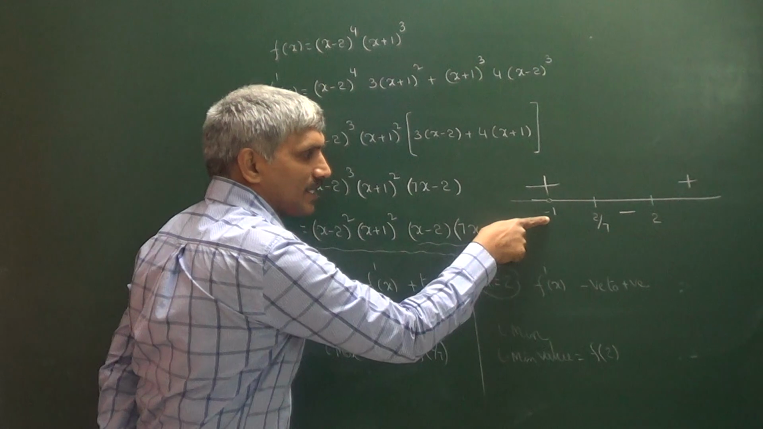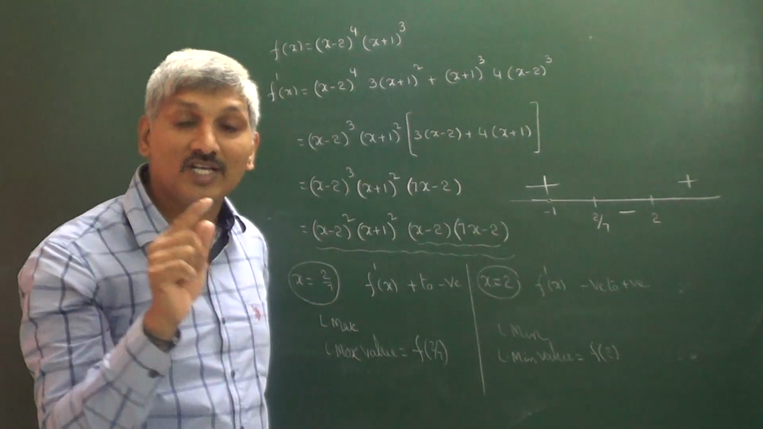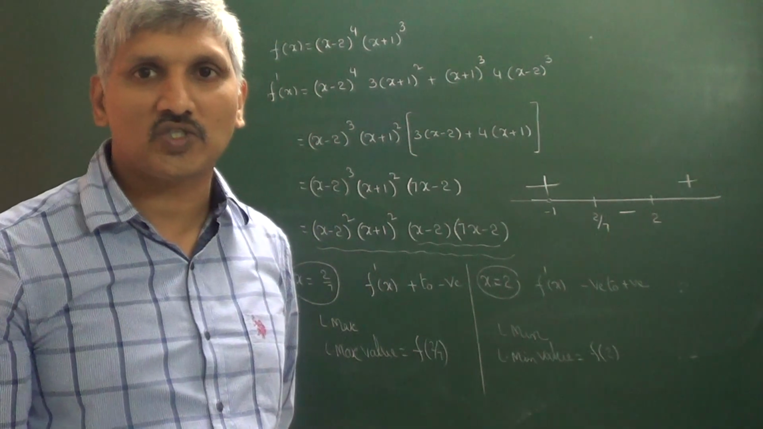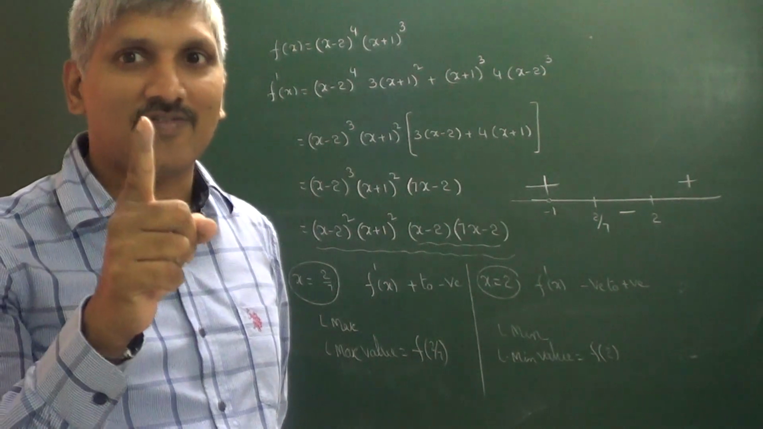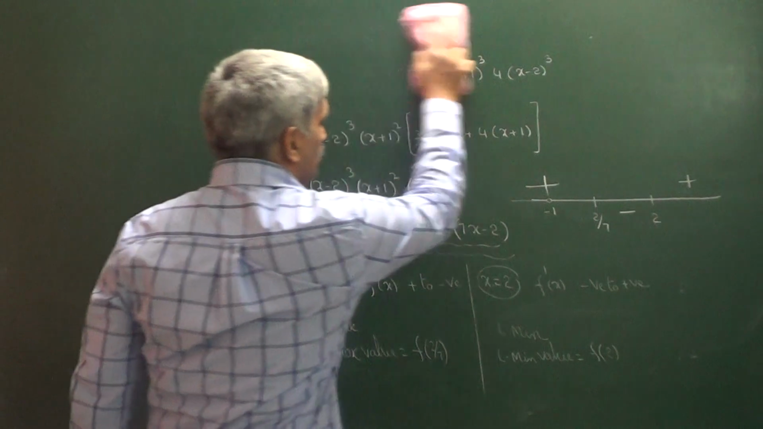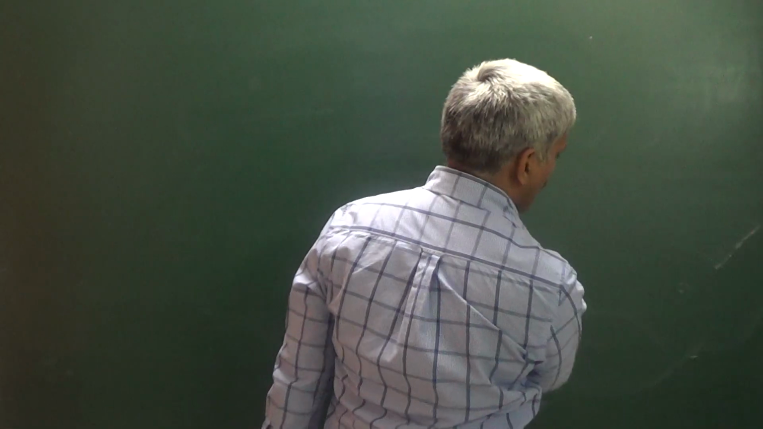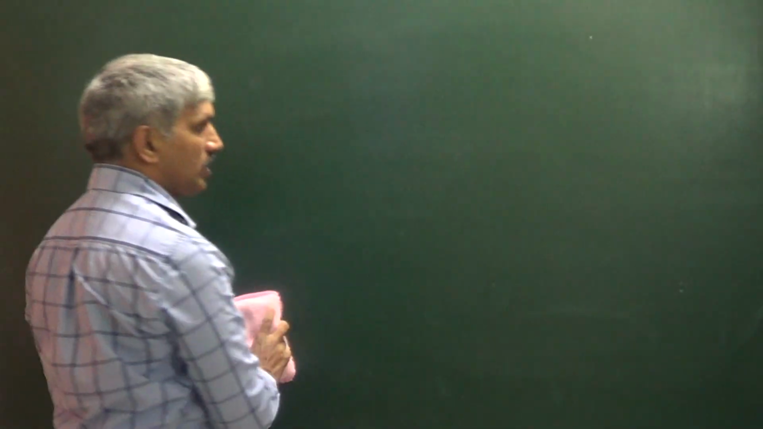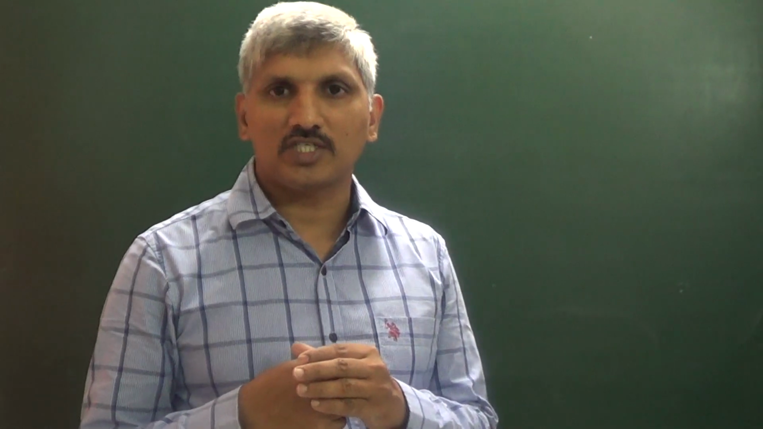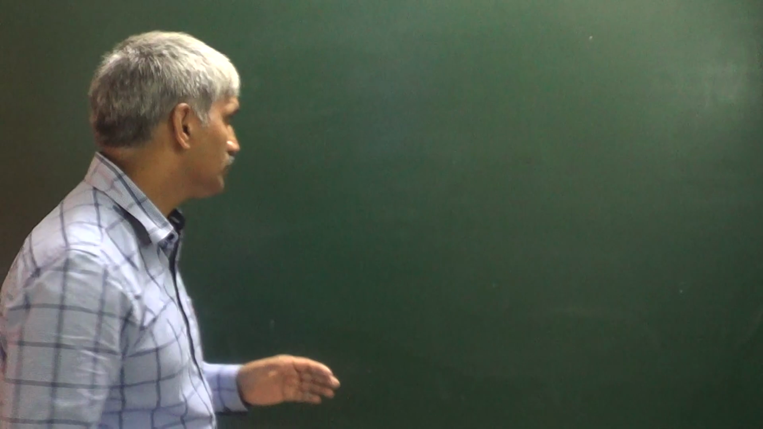That's why, as x values are increasing through minus 1, f dash of x does not change its sign. That's why x is equal to minus 1 is the point of inflection. Okay, so that is about the first derivative test and applications of the first derivative test: how to find out the local maxima and local minima by using the first derivative test. Next I am going to discuss the second derivative test for local maxima and local minima.